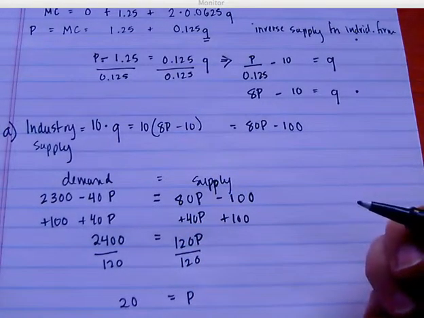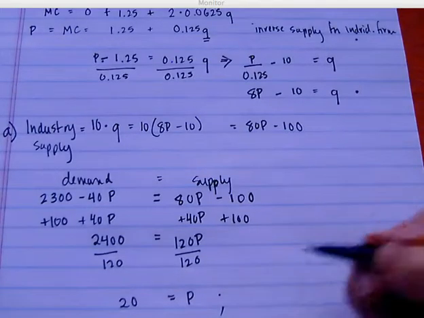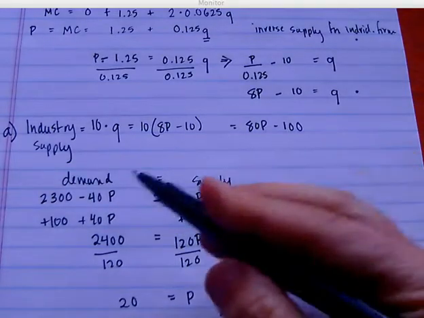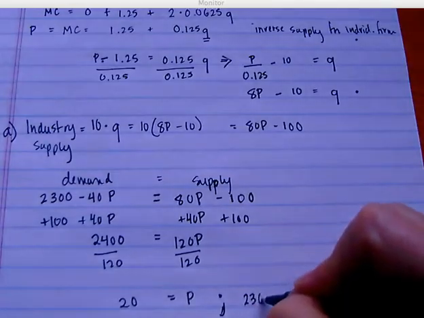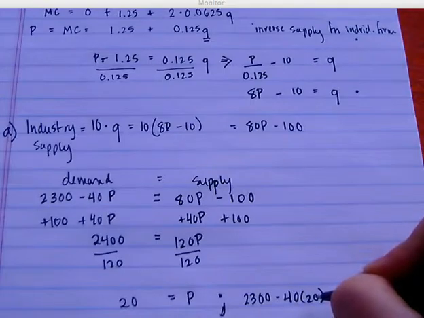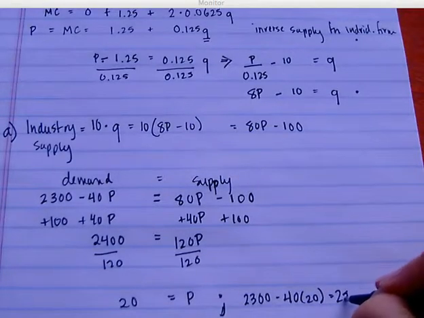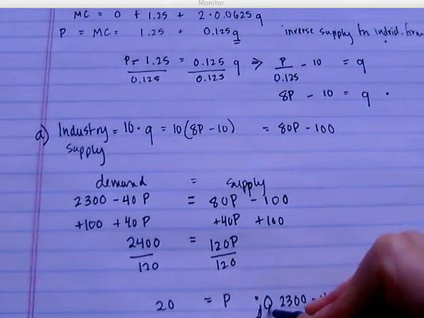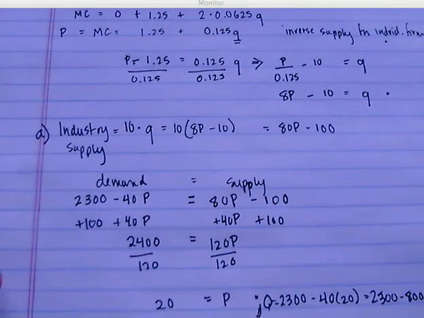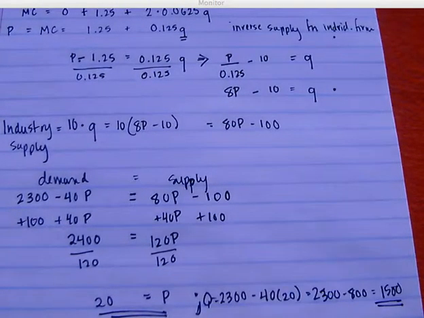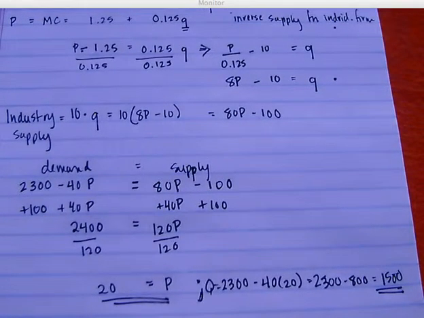Okay, so if we know price is equal to 20, then we can just put that into either our supply or our demand curve, and we can get our quantity. So let's put it into the demand side. So we get 2300 minus 40 times 20. 40 times 20 is going to be 800. So we get 2300 minus 800, which is equal to 1500. All right, so that's our quantity. So quantity equals 1500. That's right. So here's our equilibrium quantity, and here's our equilibrium price. Okay, so far so good.